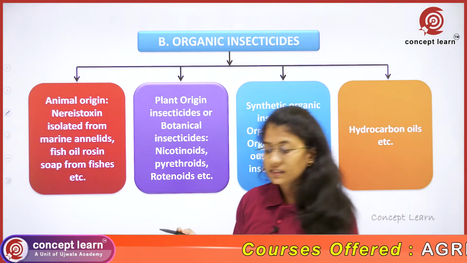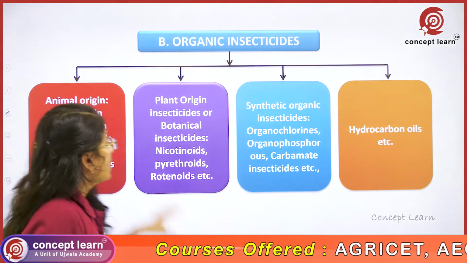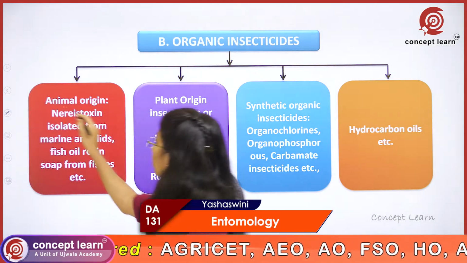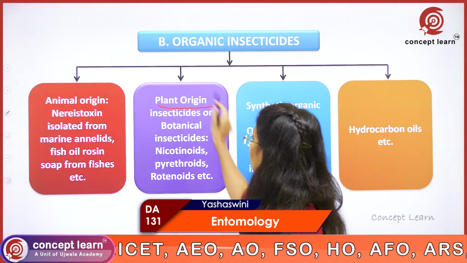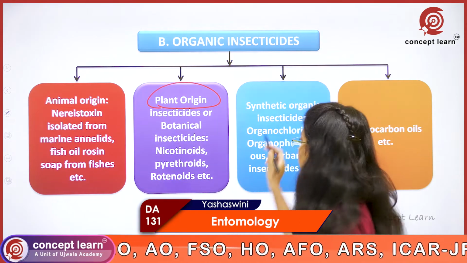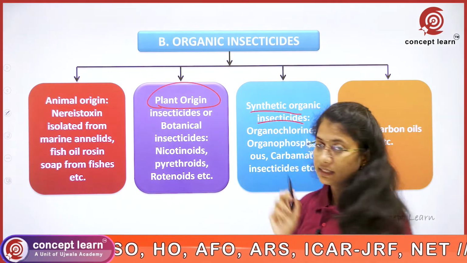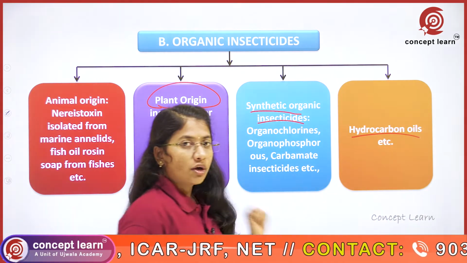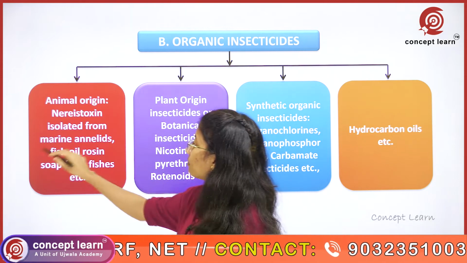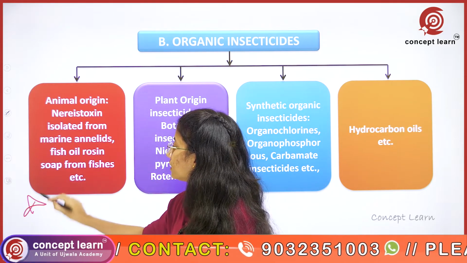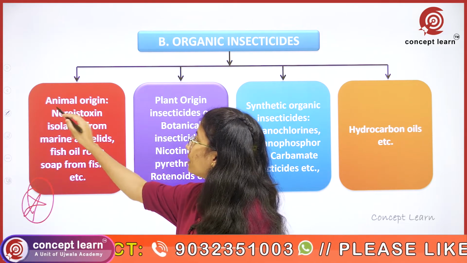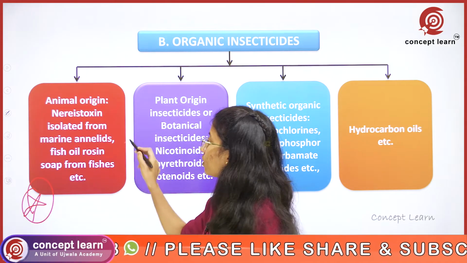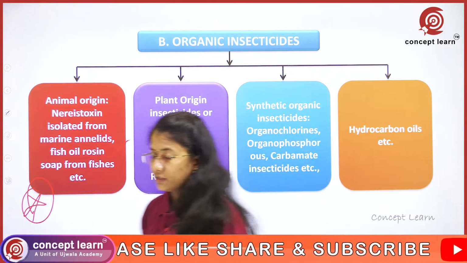So, next is that of the organic insecticides. These organic insecticides are further differentiated based upon the animal origin and then the plant origin organic insecticides, a few are the synthetic organic insecticides, and the others are the hydrocarbon oils. Here you can remember this is important: what are the animal origin insecticides? Animal origin insecticides are the Nereis toxin and the fish oil rosin.